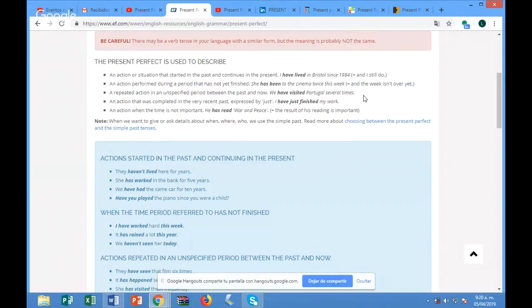A repeated action in a specific period between the past and now. We have visited Portugal several times. Okay, an action that was completed in the very recent past expressed by just. I have just finished my work.